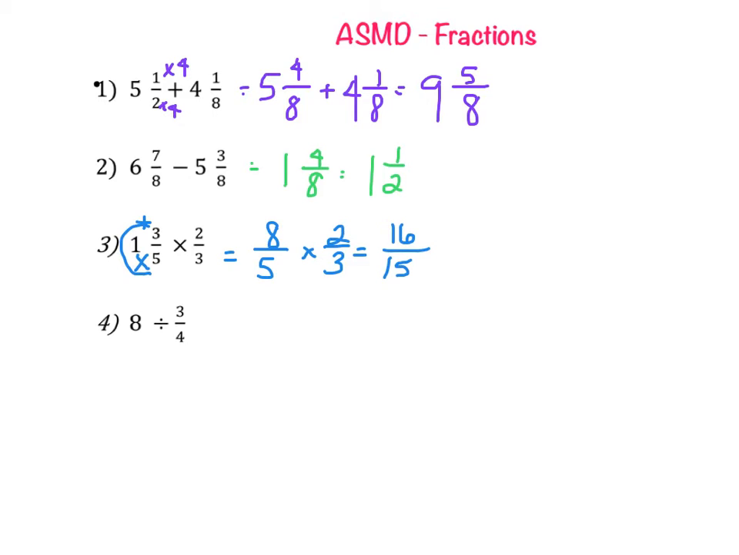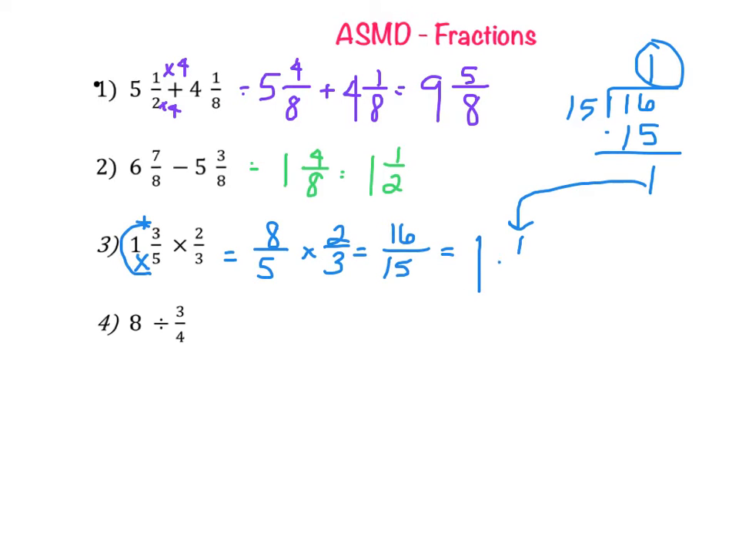I can convert that back into a mixed number. How we do that, if we've forgotten, we just divide. So 15 goes into 16 one time. 1 times 15 is 15. When I subtract, I get 1. So the number up here is my whole number, because 15 goes into 16 one whole time. The remainder becomes my numerator, and my denominator doesn't change. So my final answer is 1 and 1/15.